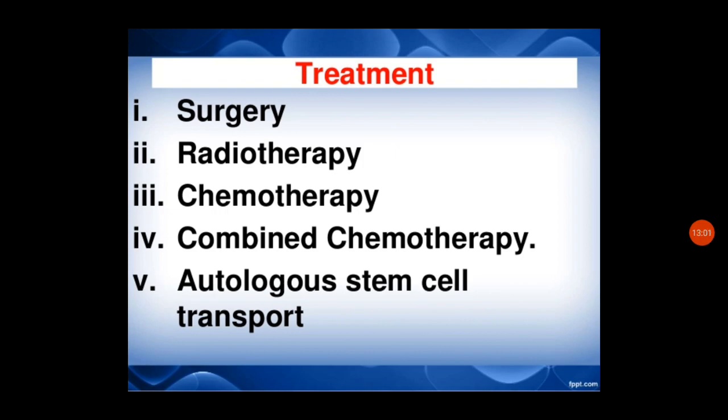And in some patients we will be doing autologous stem cell transplant. The individual's own stem cells will be treated and given back to the patient. That is the autologous stem cell transplant as a management for non-Hodgkin's disease, if the person is not responding properly to chemo, radiation and other options. So this is about the treatment.